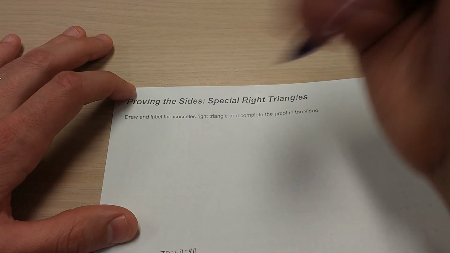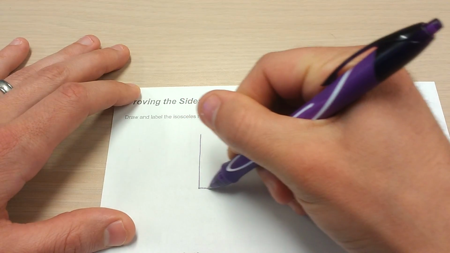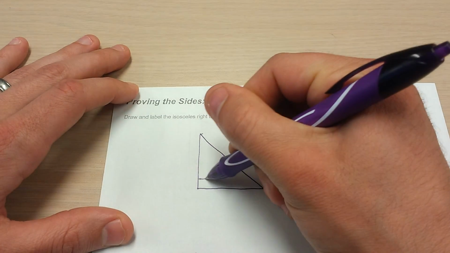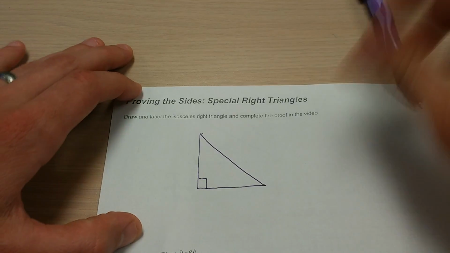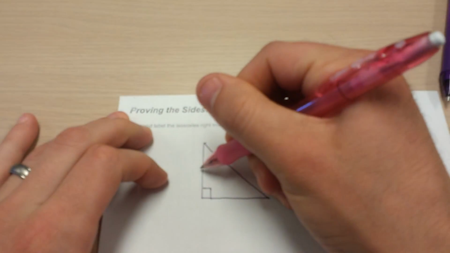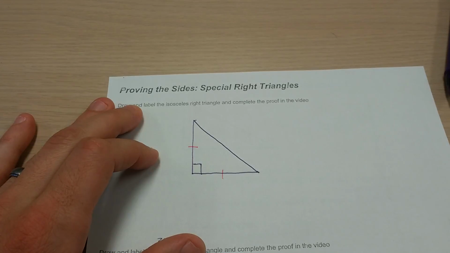So draw and label the isosceles right triangle. So let's first draw it. Okay, what does that look like? Isosceles means two sides that are the same. Right, of course, means it has a right angle. All right, so we're going to review some labeling conventions here. We'll go ahead and add in the fact that they're both the same. Those little tick marks, that's exactly what that means.